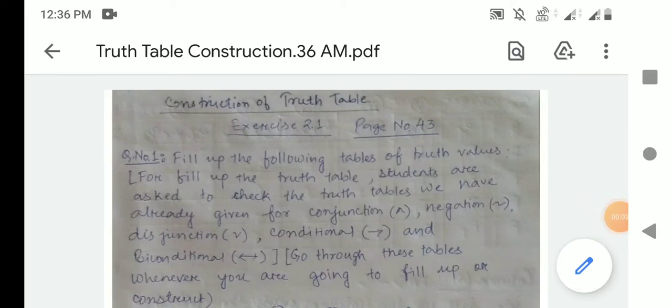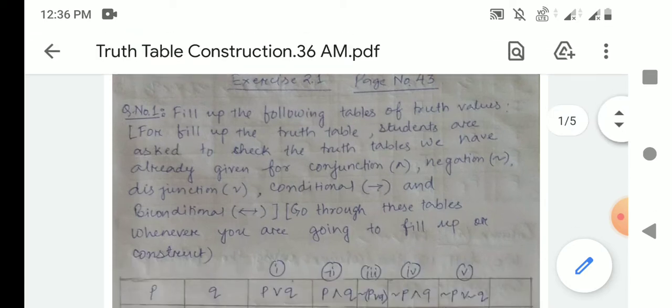Hello everyone. In this video we will discuss the construction of a truth table: how to make a truth table, how to construct a truth table. We will discuss this by taking a question from your book, exercise number 2.1, page number 43, question number 1, that is: fill up the following truth tables.